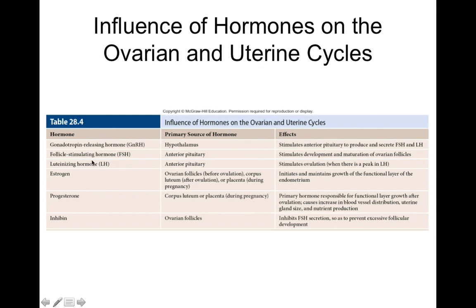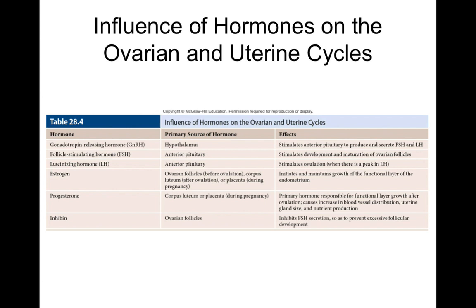So back in the endocrine system, we talked about how our hypothalamus can release gonadotropin-releasing hormone, or GnRH. And that gonadotropin-releasing hormone stimulated the release of FSH and LH from the anterior pituitary. So FSH was follicle-stimulating hormone. LH was luteinizing hormone. And those hormones can actually stimulate certain activities in the ovaries or the female gonads.